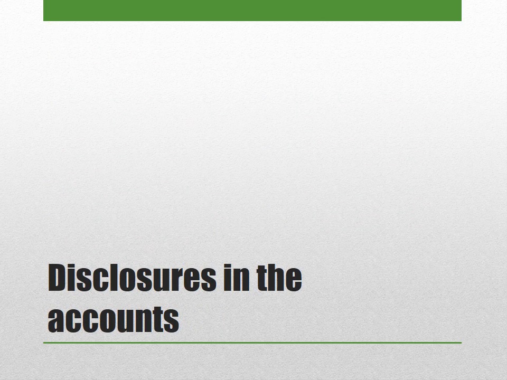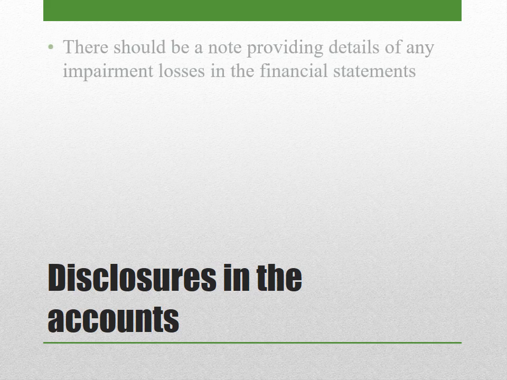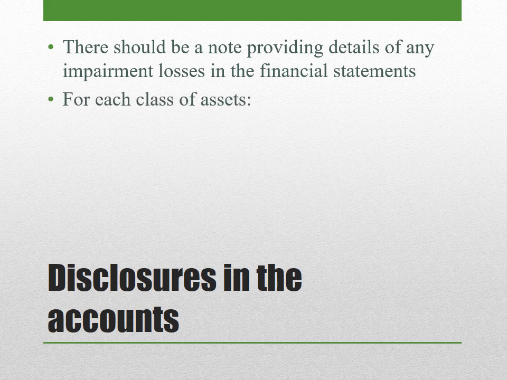Finally, we'll just mention what sort of information would go into the accounts. Well, we've already stated that any impairment losses would be recorded in the statement of profit and loss. But we'd also include an additional note to the accounts, providing some further information about any impairment losses. For each class of assets, so here we might be talking about plant and machinery, and then another class being freehold property, say.